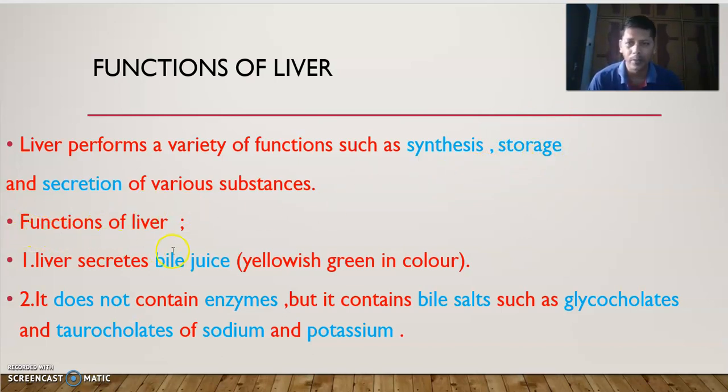Now let us start the functions of liver. First point, very important, 4 marks. The liver secretes a juice called bile juice. What is the color of the bile juice? Yellowish green in color. The liver secretes one of the digestive juices.